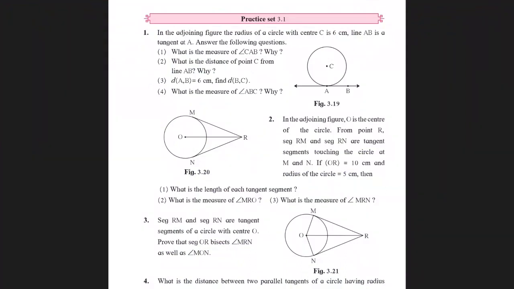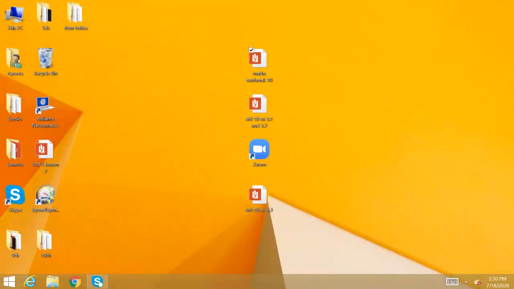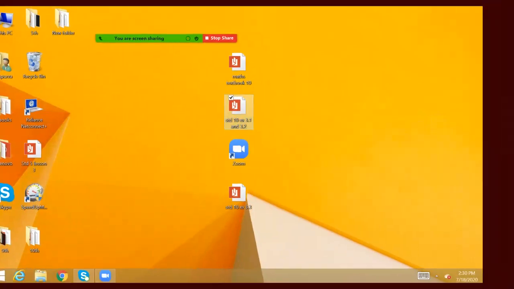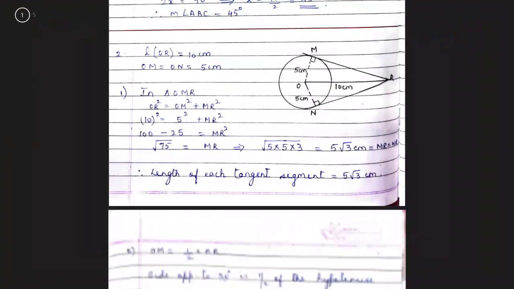Obviously, they'll be the same. Second question is to find out what is the measure of angle MRO. And third question is to find out what is the measure of angle MRN. So these are the questions. So let's go to the first question of this.